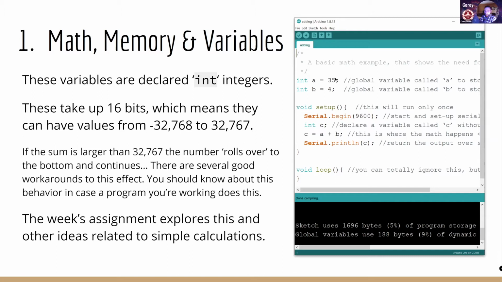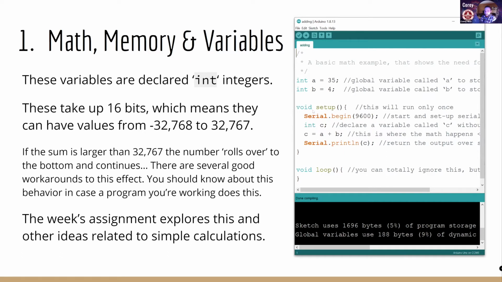And so this is the variable named A. It's got a value of 35, and it's an integer type. This is a variable named B, whose value is 4, and it's also an integer type, which for the time being you can kind of ignore because we're just going to be doing basic addition.